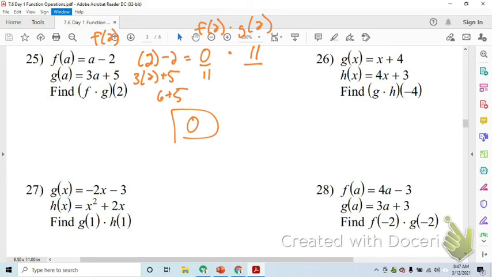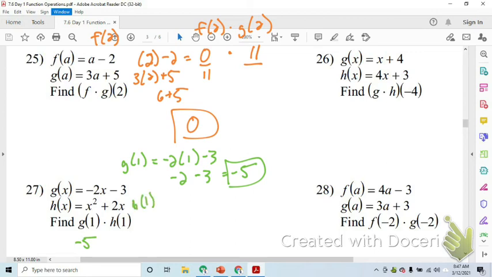Okay, number 27, similar problem. We're going to plug in 1 for g. So g of 1, that's what we're doing first. It's the same thing as negative 2 times 1 minus 3. So it'd be negative 2 minus 3, which is negative 5. All right, so that's my first. That's negative 5. Goes right there. Now h of 1: it's going to be 1 squared, plug 1 in, plus 2 times 1. So it'd be 1 plus 2, which is 3. Now when we take these two and multiply them, negative 5 times 3 is negative 15. Done.